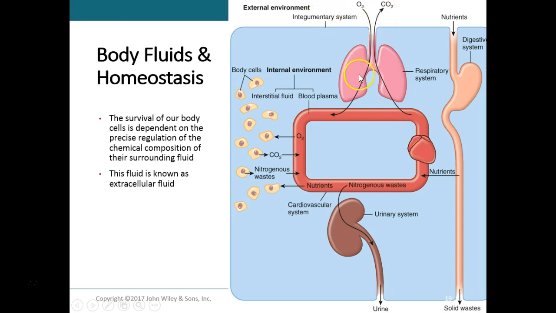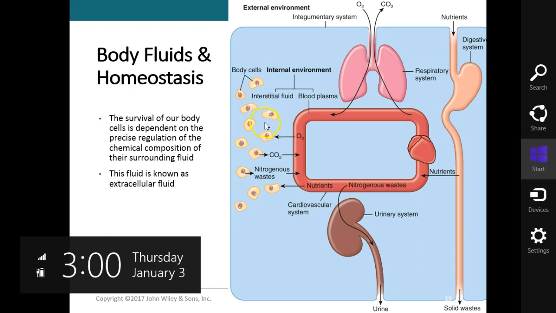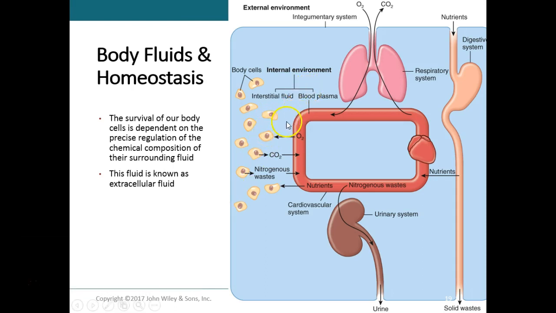So we're bringing oxygen into the respiratory system and then getting that oxygen into the cardiovascular system so we can transport it out to body cells. In the process of using that oxygen to make energy, our body cells are going to create some waste products that we put right back into the cardiovascular system. The digestive system brings food in.